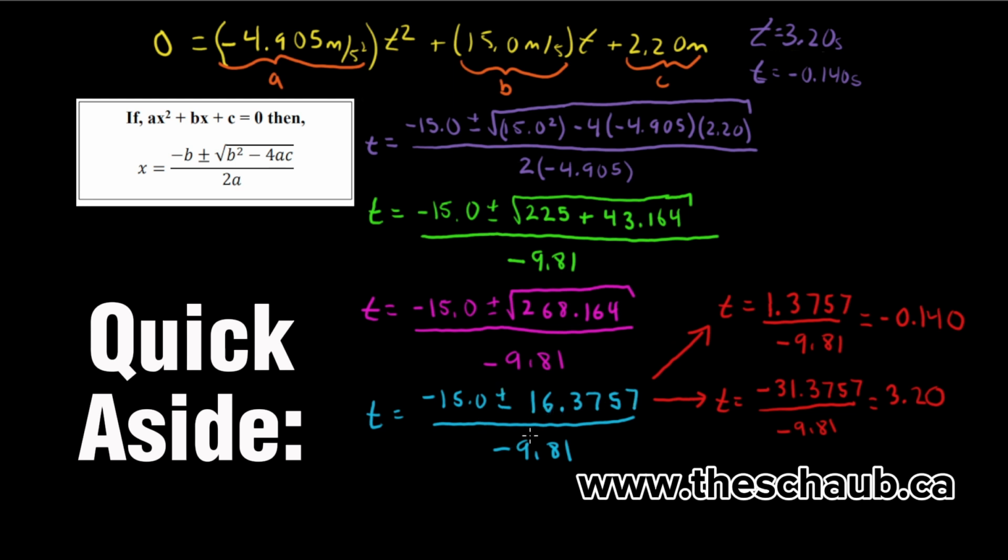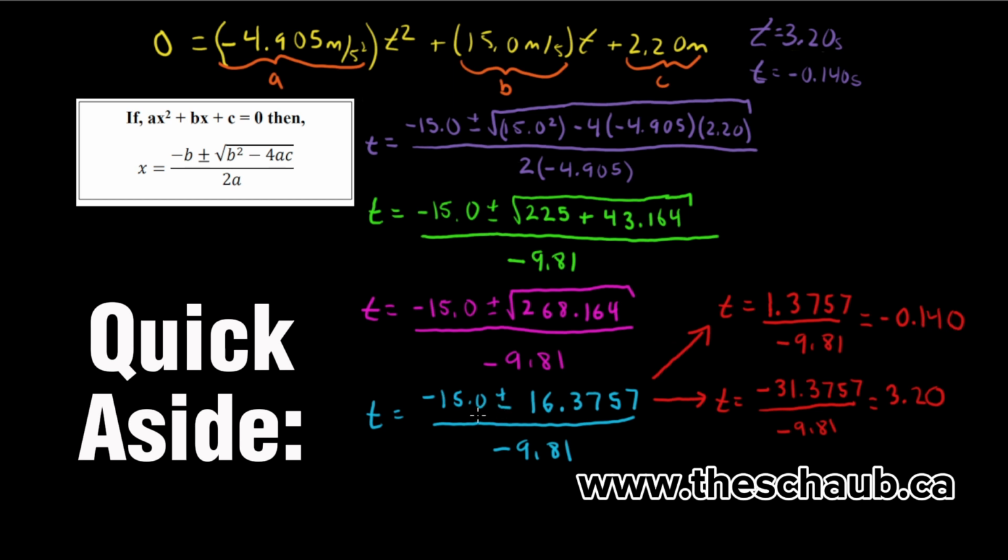Now we just solve our two different scenarios. So in our first scenario, we're adding here. So negative 15 plus 16.3757 gives me this top root up here, where we get 1.3757 on top. We divide it by negative 9.81, and we end up with our first root for time here of negative 0.140.